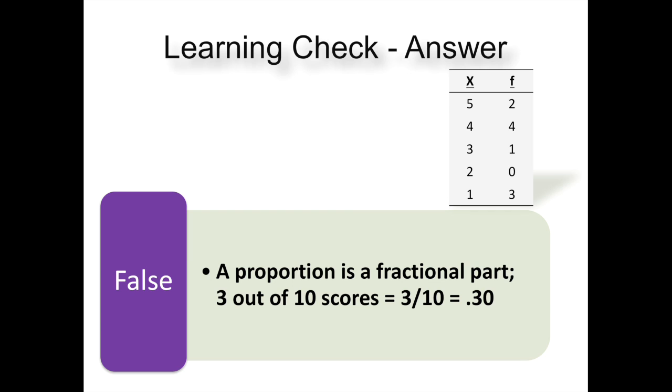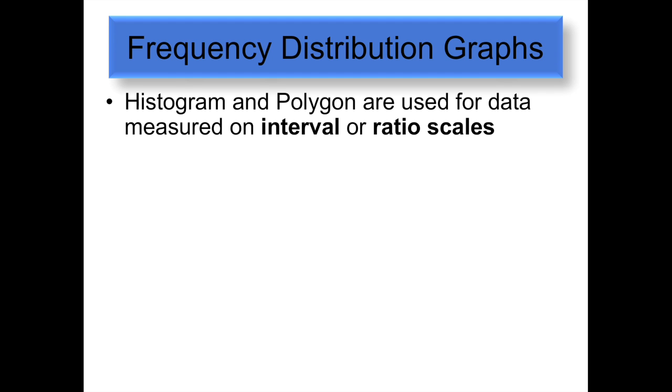Proportion is always in a decimal, and percentage is always in a percentage. Okay, histograms and polygons. These are used for any kind of data that we're trying to observe or measure on either an interval or ratio scale. So think back to your scales of measurement, your nominal, ordinal, interval, ratio.